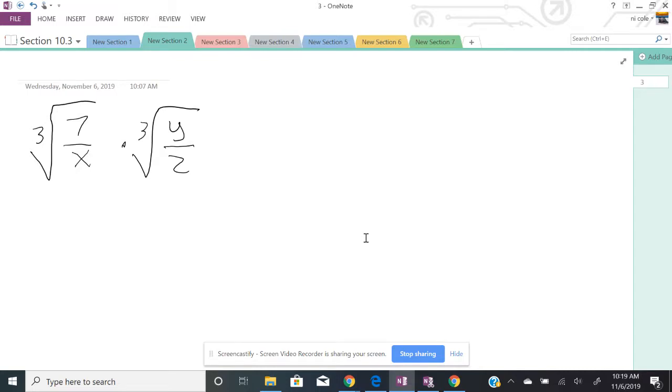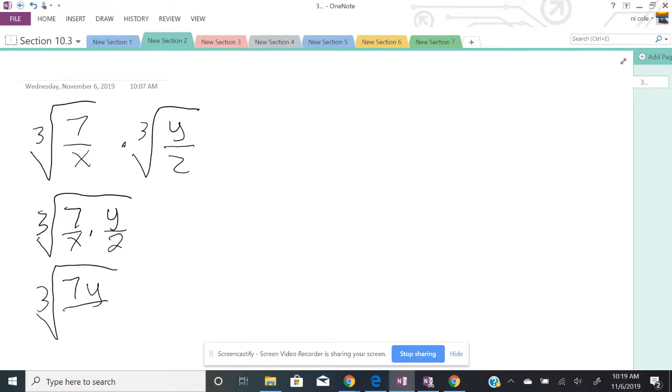Again, you might get something that looks like this. That's all right. You can put it all in one. It's the cubed root of 7 over x times y, and that's supposed to be a 2 over 2. Okay, well, then you just do 7 times y, the cubed root of 7y over 2x. No big deal.